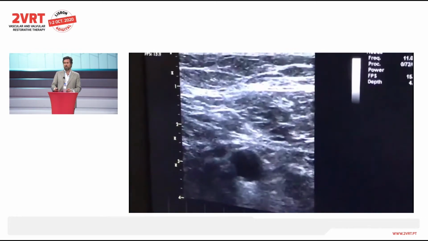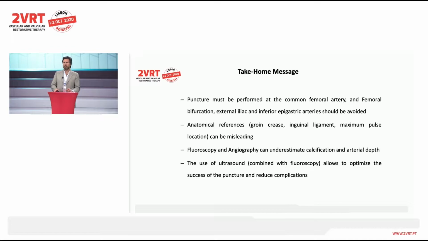And that's it. So, take-home messages, things for you to bear in mind. Puncture always in the common femoral artery. Be careful with the bifurcation of the femoral artery, the external iliac and the inferior epigastric. Every time we mess with them, we have problems.